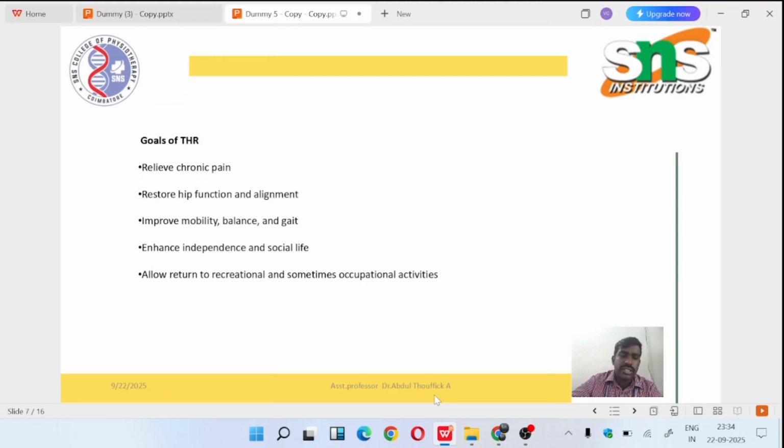What are the goals? The goals are clearly relieving chronic pain, restoring hip alignment and function to improve mobility and balance, and most importantly, helping the patients regain their independence and confidence in daily and social life.